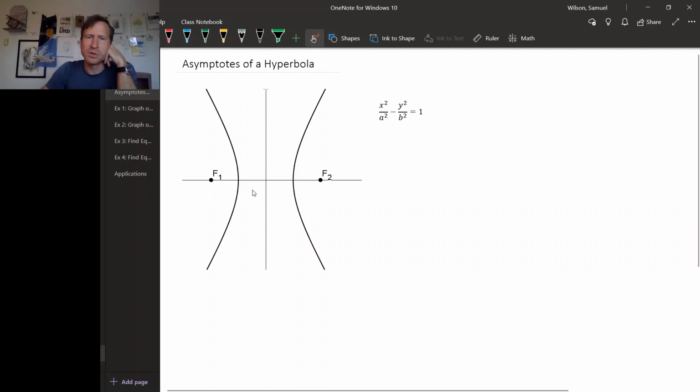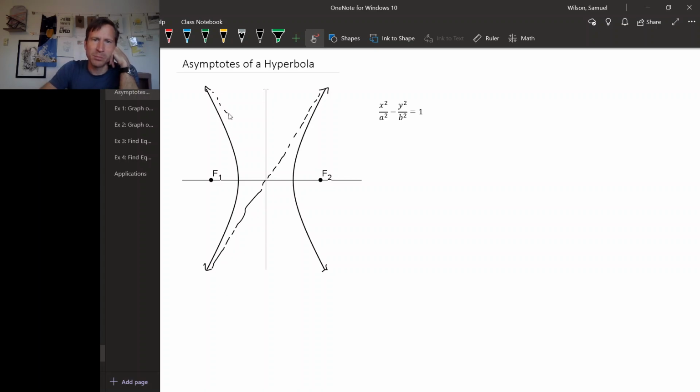If you look at a hyperbola, it has these four directions where the hyperbola stretches out infinitely far, and it looks like these might be approaching some sort of asymptote. It looks like maybe a hyperbola has two asymptotes that are crossed at the origin like this.